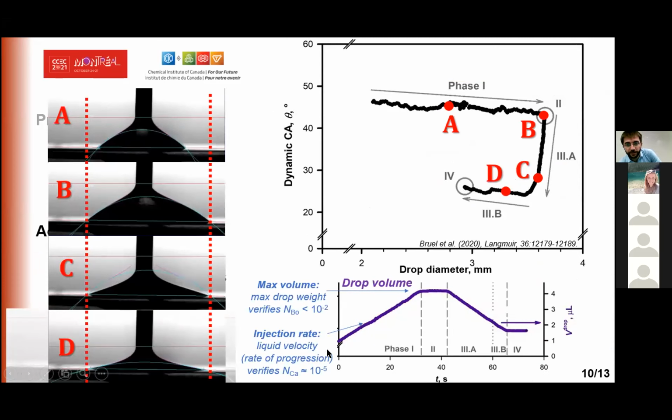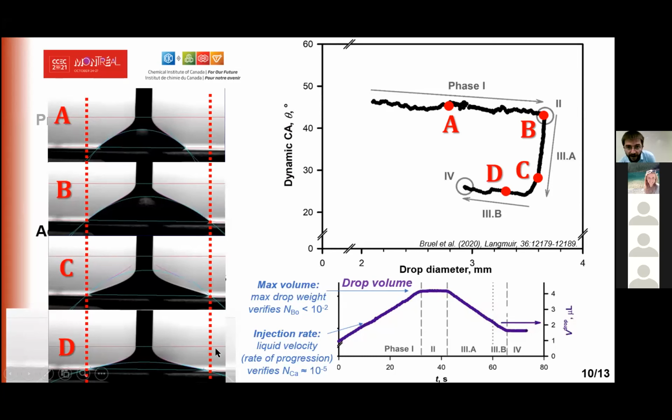So in the first phase, when I inject the liquid, I will increase the diameter of the drop while keeping a roughly constant contact angle. In a second phase, when I stop, nothing happens, then I suck in the liquid. And what's interesting is that instead of just receding, we will first see a decrease in the contact angle. And only in a second phase, we will see a small receding of the drop on the surface.